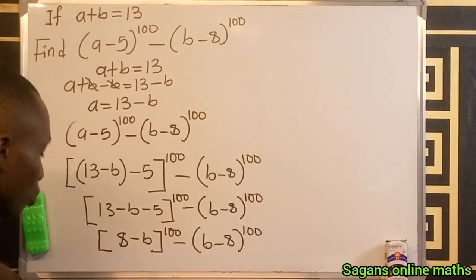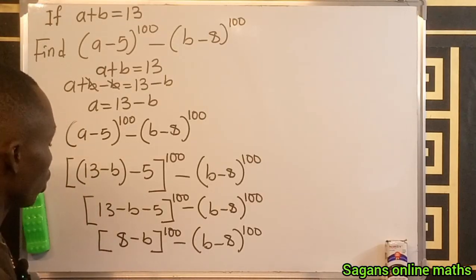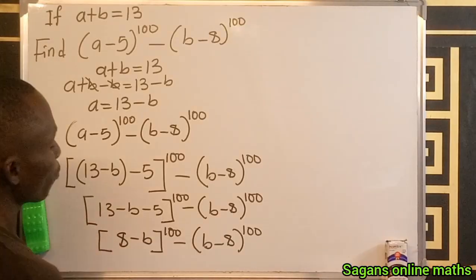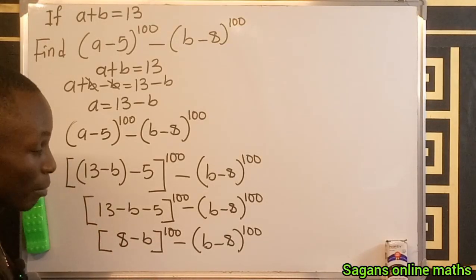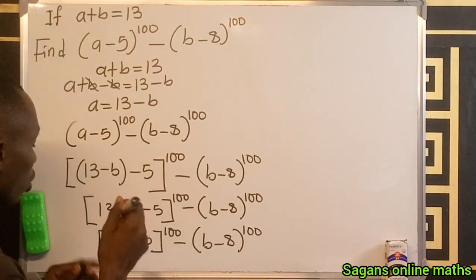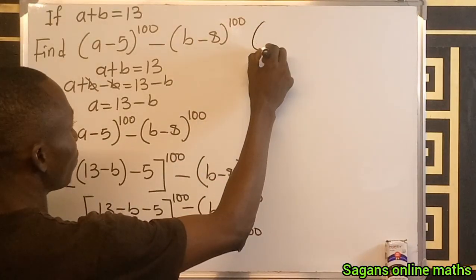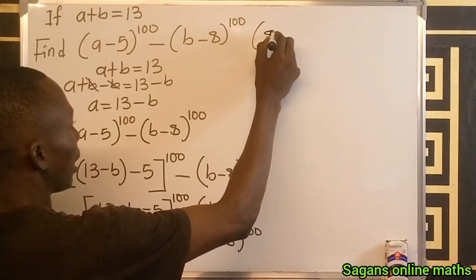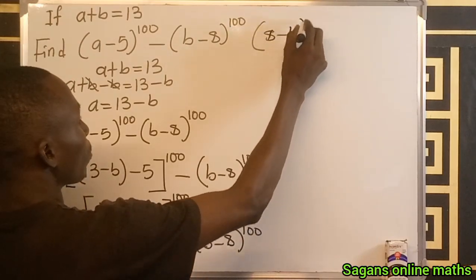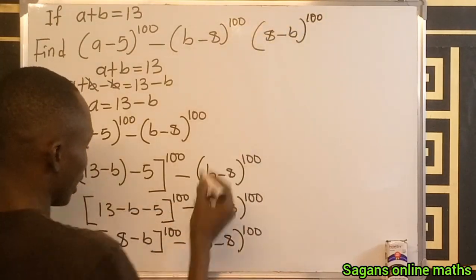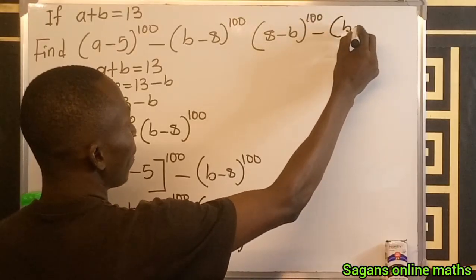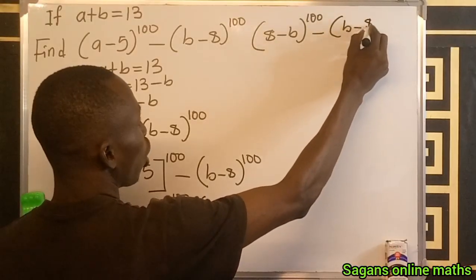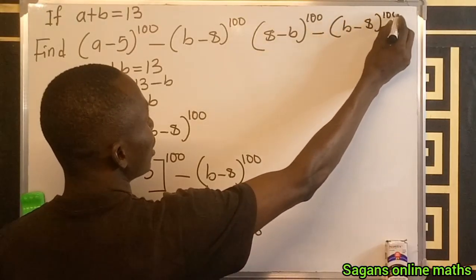What are we going to do? Now, what we are going to do is very simple. Let me remove this bracket and put parentheses so that it will be very smart and easy for us to do something very amazing and interesting. I can also write this as (8 minus b) all to the power of 100, then minus (b minus 8) all to the power of 100. Wow.